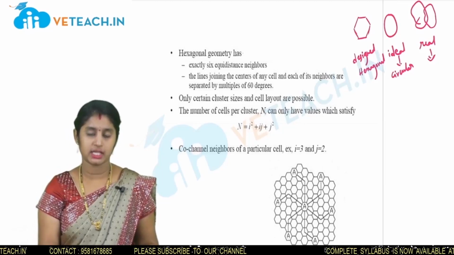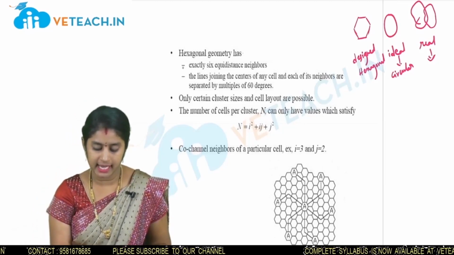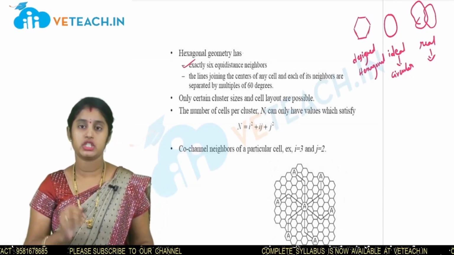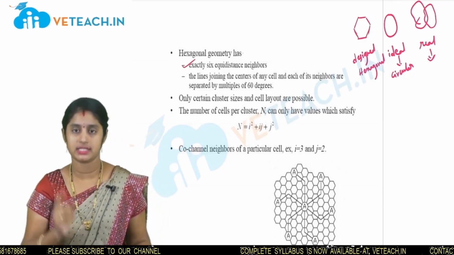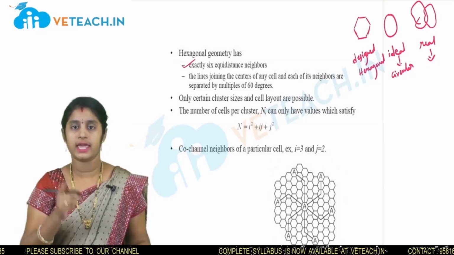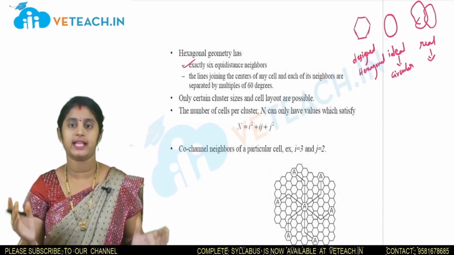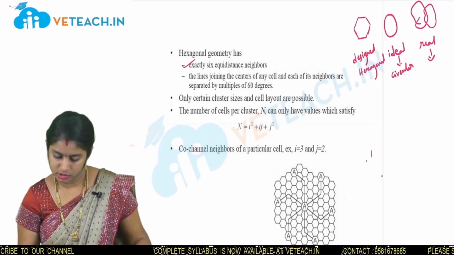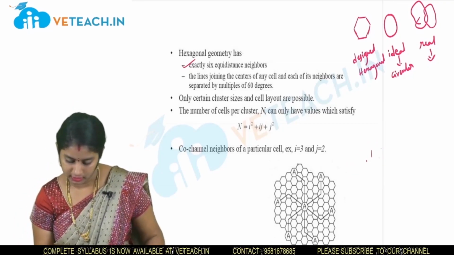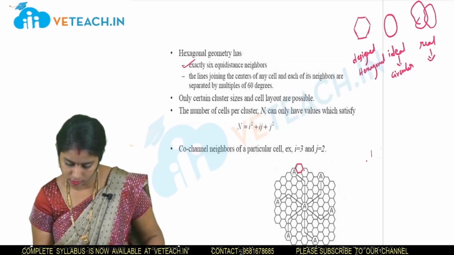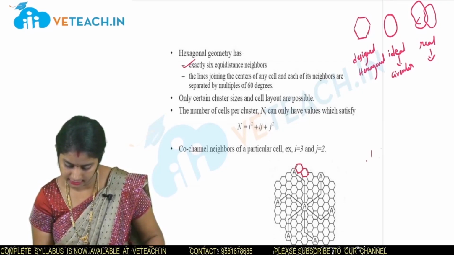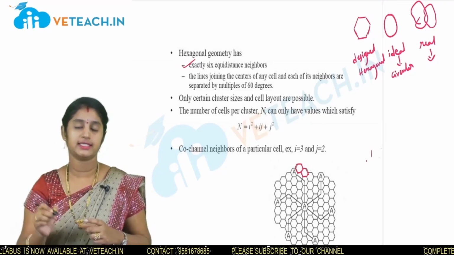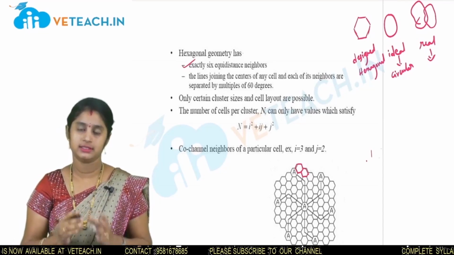So moving to hexagonal shaped cells, exactly 6 equidistant neighbors should be there. Each and every hexagonal shaped cell needs to have 6 hexagonal shaped cells attached as neighbors. That means it can be extended. For example, if you consider this figure, this is the cell and it is going to be attached with different hexagonal shaped cells. Like this, we need to have 6 hexagonal cells attached to one cell.